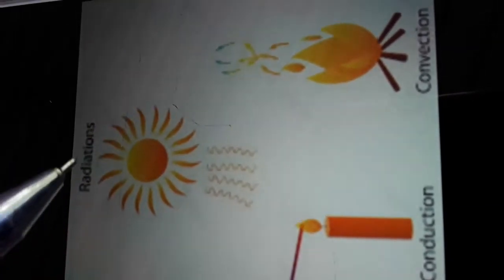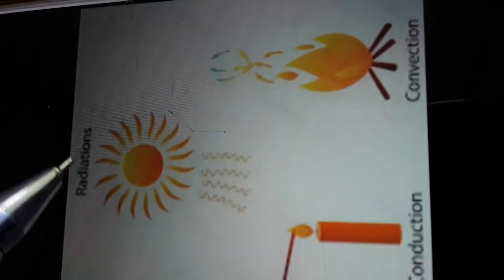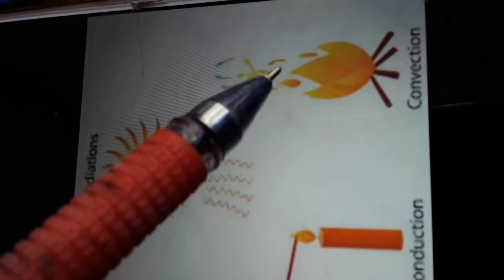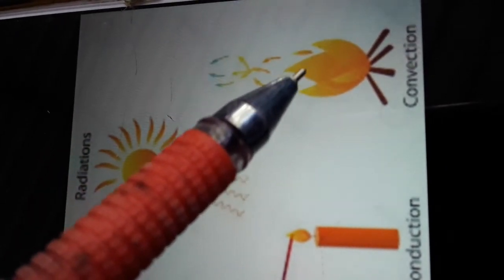So radiation is the heat transfer from one place to another in the form of electromagnetic waves. Radiation means what? The heat transfer from one place to another in the form of electromagnetic waves. So what are the three ways to transfer heat? Conduction, convection and radiation. Next, we can learn about convection in daily life.